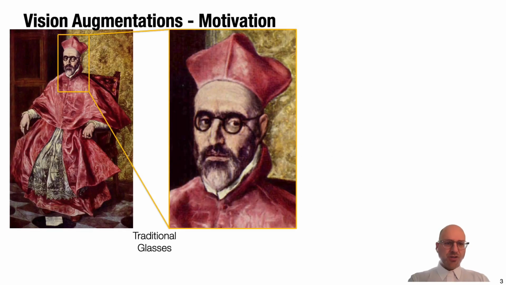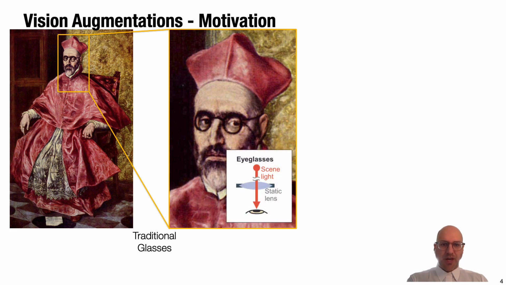So, what are vision augmentations? Vision augmentations are based on the idea to replace traditional glasses. Traditional glasses we know for centuries. In fact, this is a painting from the 16th century that shows glasses as we know them nowadays, and they pretty much look the same. They have a static lens, and using that static lens, we somehow can change the appearance of the real world. For example, we can refract light rays differently so that they create a sharp image, or we can darken the glass to filter the incoming light.